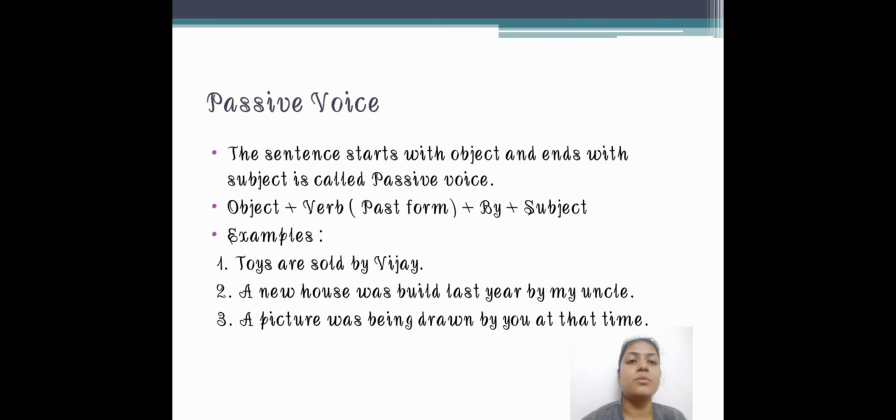Simple present form. So when we change it into passive voice, the past form of the verb will be used, that is sold. But as toys is plural, we have are in between toys and sold. So the sentence would be toys are sold. Now plus by is there. Why is by there? Because in passive voice you have to show by whom the action is done. So toys are sold by Vijay. You can see the pattern: object plus verb, that is past form, plus by plus subject.